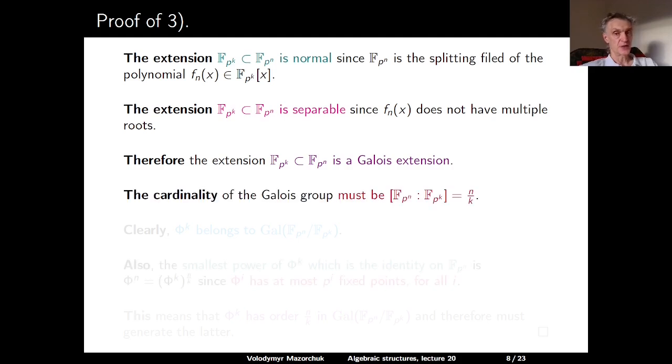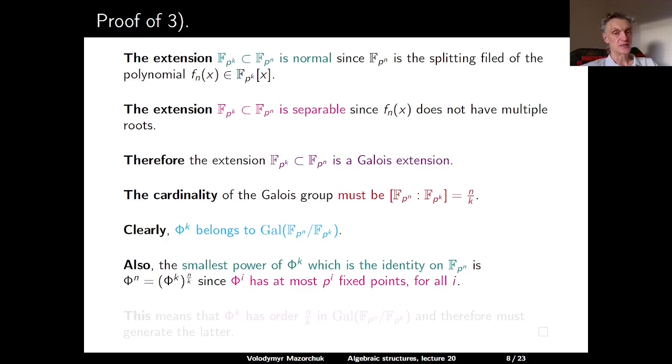And the cardinality of the Galois group should be, of course, the degree of this extension, so that's the dimension of F sub p to the power n over F sub p to the power k. And that's n divided by k. Clearly, the k-th power of the Frobenius map belongs to the Galois group, because it fixes the elements of F sub p to the power k by definition, and we can treat it as an automorphism of F sub p to the power n.